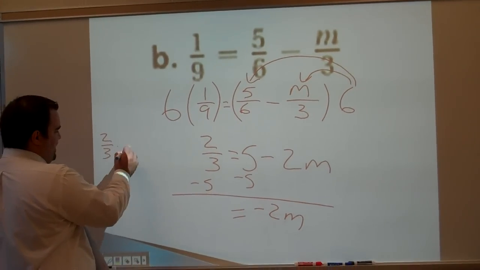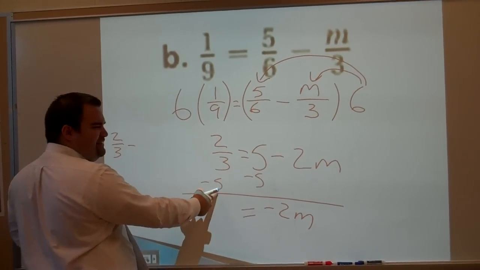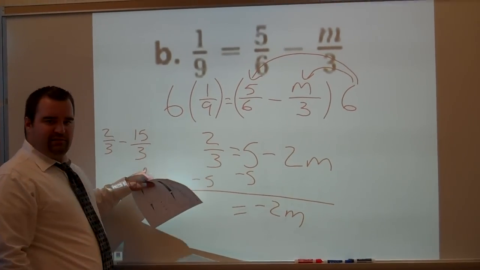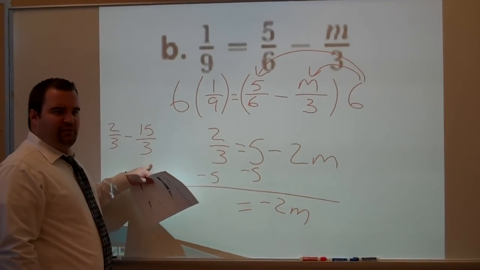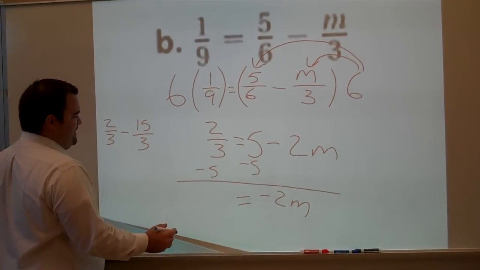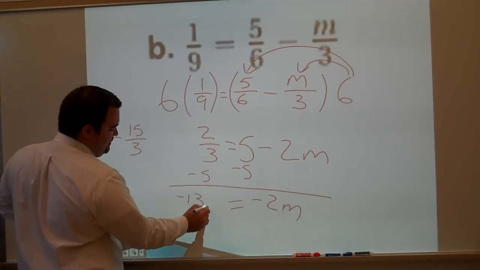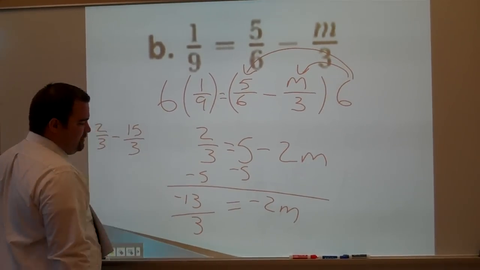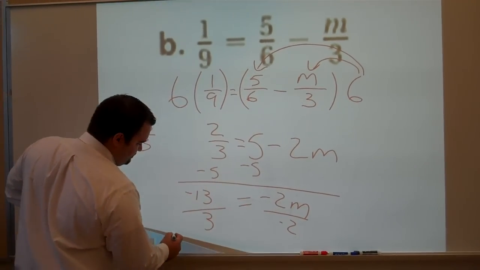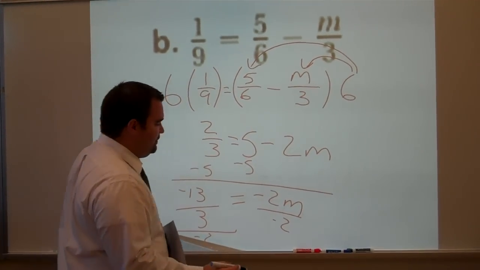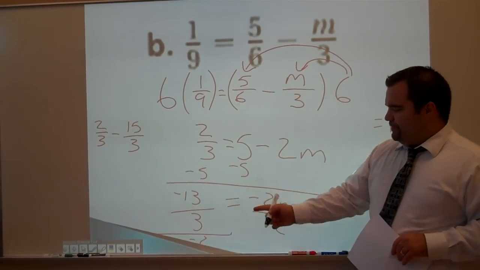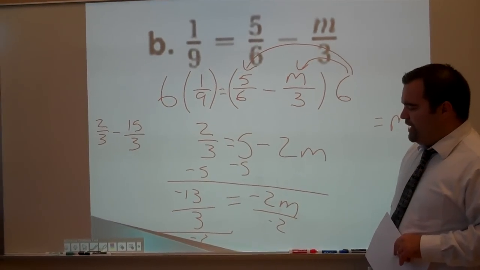2/3 minus, if I write down 5, wouldn't that be the same as this? Can I do that? Are the math police going to get me? 2 minus 15 is negative 13/3. Divide both sides by negative 2. Running out of room. M equals negative 13 over 3 divided by negative 2.